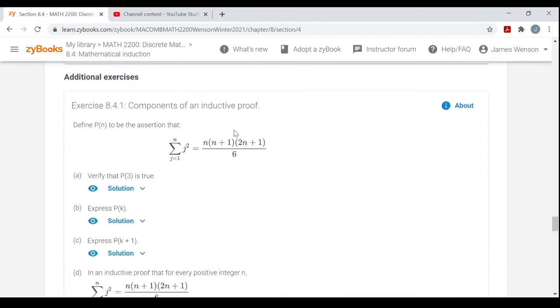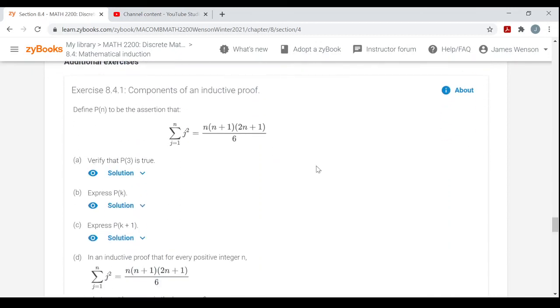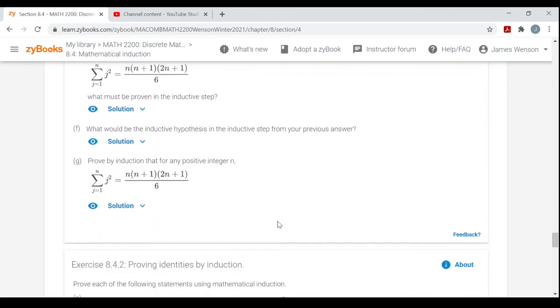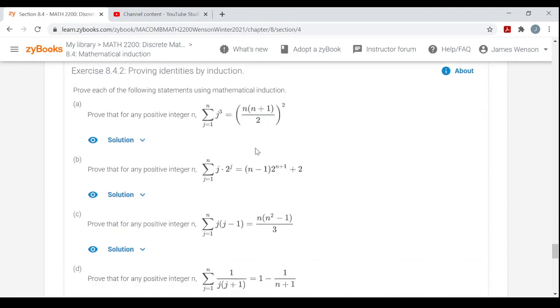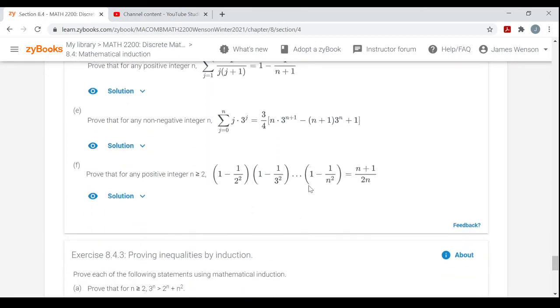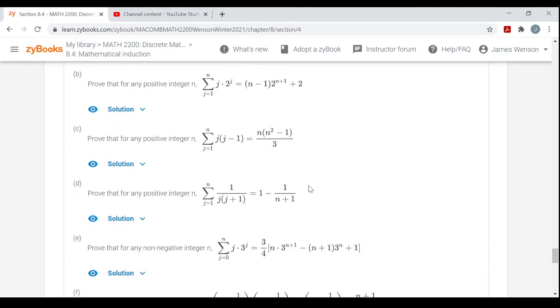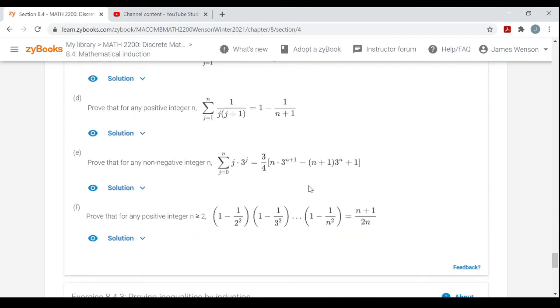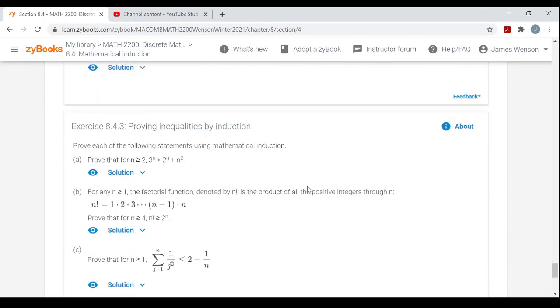All right. So you are asked to do that here for certain sums. Prove each of the following statements by induction. There's a lot of statements involving sums here, some products. I don't think I assigned all of them, but even if I didn't, try to do them all. Get some more practice, and hopefully get better at this stuff.